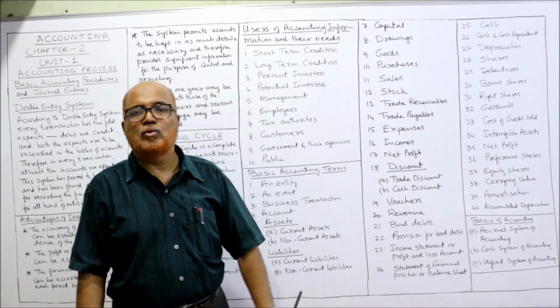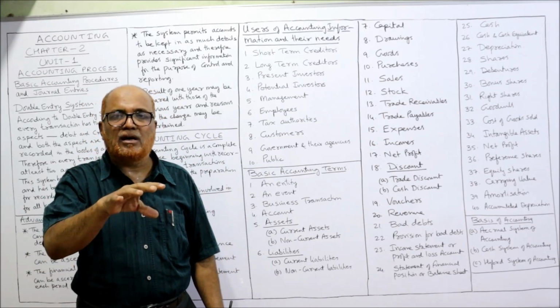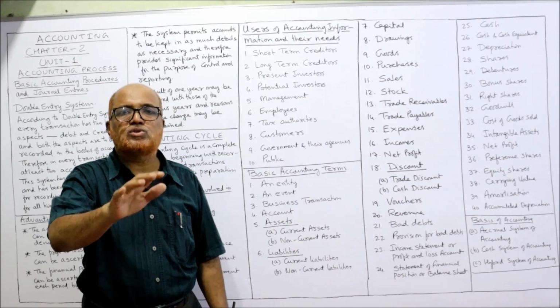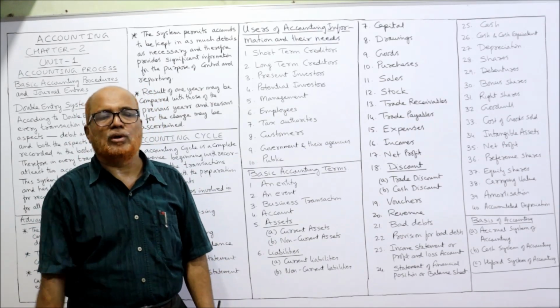Next comes cost of goods sold. The cost of goods sold is the expenditure incurred on those goods which are sold away. On those goods which are sold.